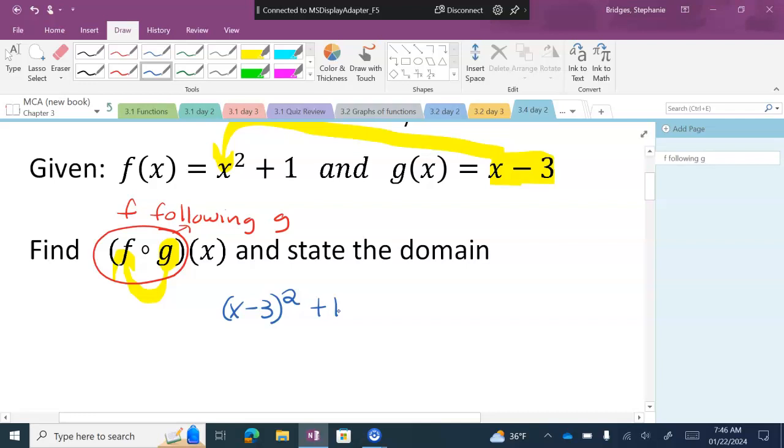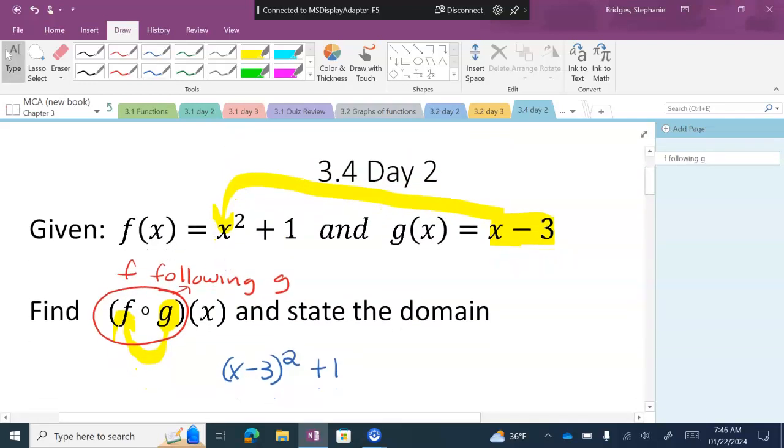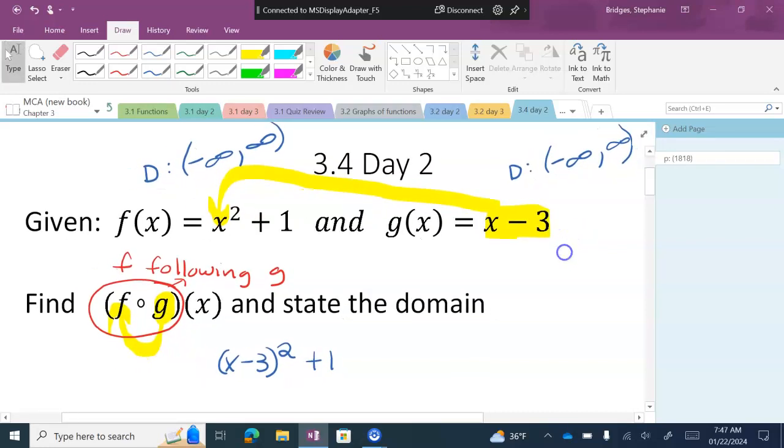So let's go back and take a look at the function f. If my function is x squared plus 1, does that require any restrictions? No, because there are no fractions and there are no radicals. Okay, so the domain for the f function is just going to be all real numbers, negative infinity to positive infinity. And then what about g? Does that one have any restrictions on it? No. Okay, so that one is also going to be negative infinity to positive infinity. Is everybody okay so far?